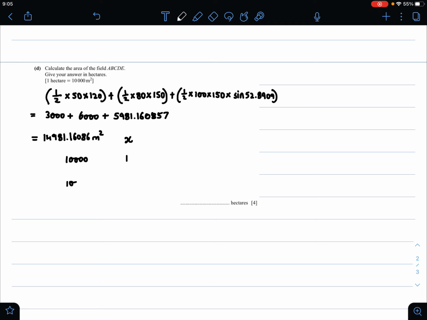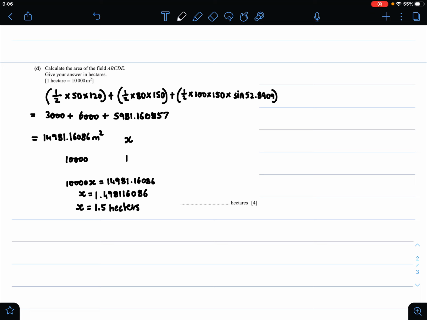So it would be 10,000x is equal to 14,981.16086 meters square. Therefore, x will be equal to 14,981.16086 divided by 10,000. So it will be 1.4, not 14. So 1.4. Therefore, your final answer for part D would be 1.5 hectares.